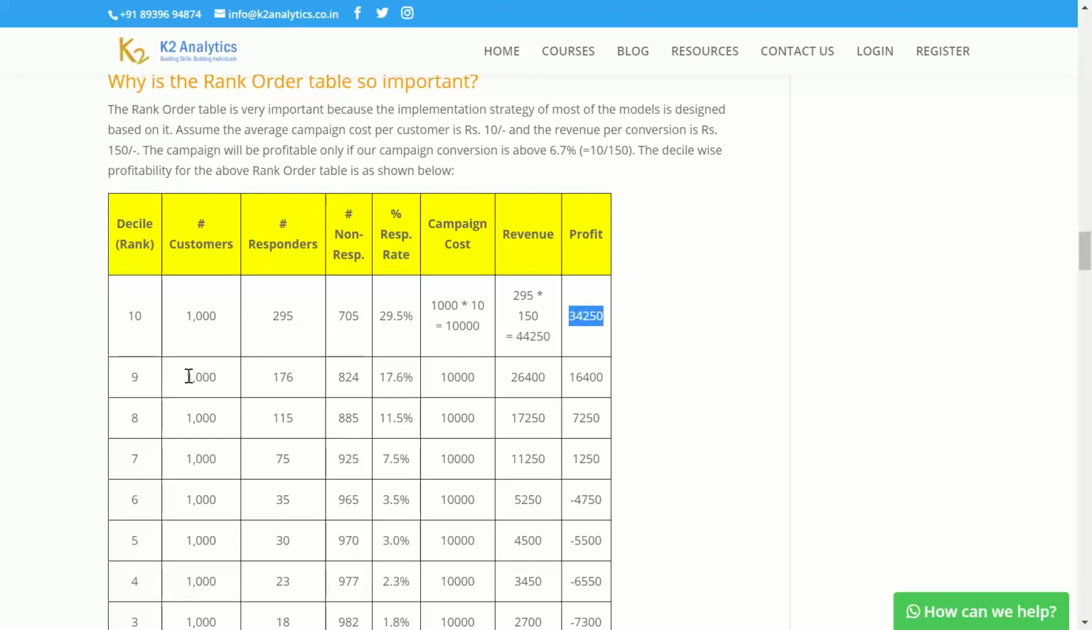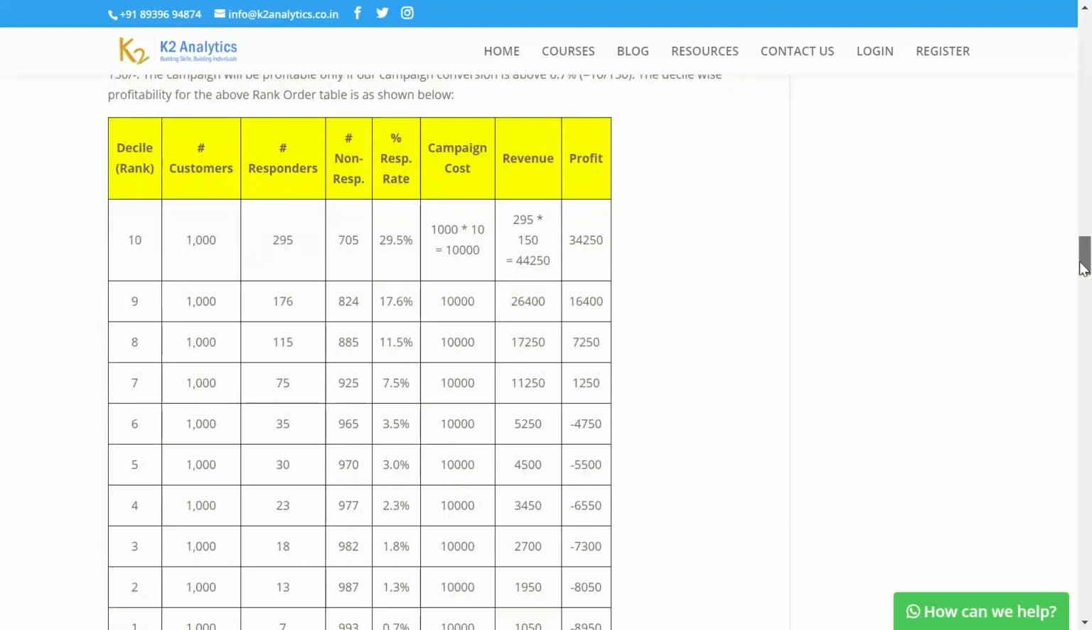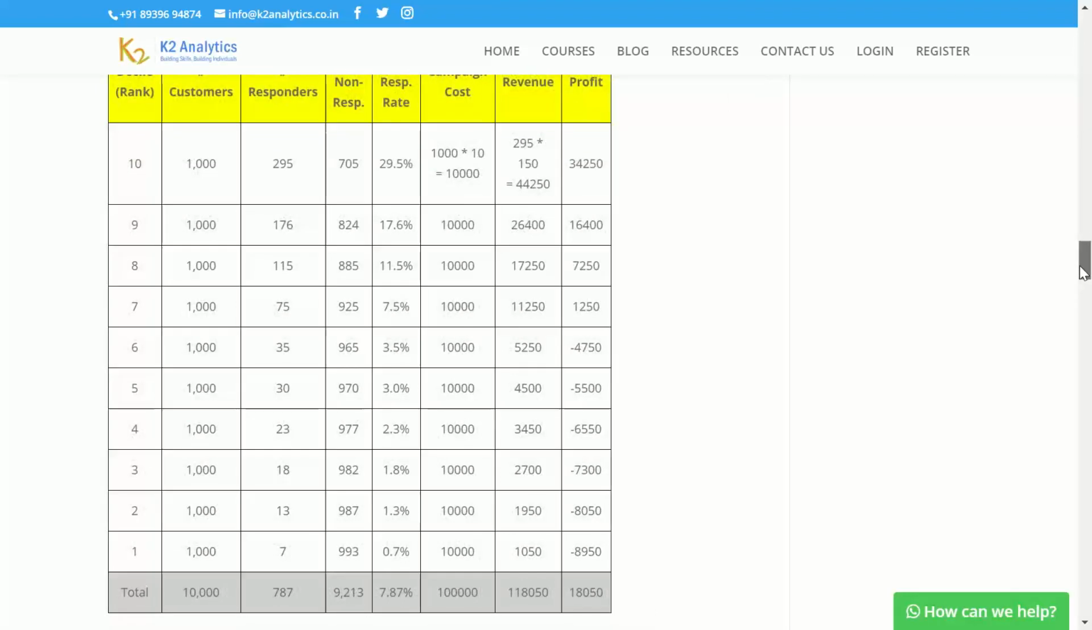In decile 9, I have 1000 customers. Again, if I target them, my cost of campaign will be 10,000. Responders are 176. At a conversion revenue of 150 per conversion, I get a revenue of 26,400. Profit is 16,400. This way, if you keep calculating, decile wise profit I'm showing you, 16,400 and so forth.